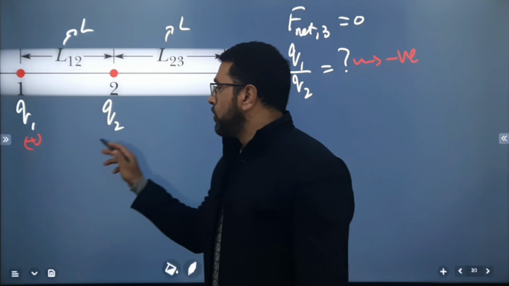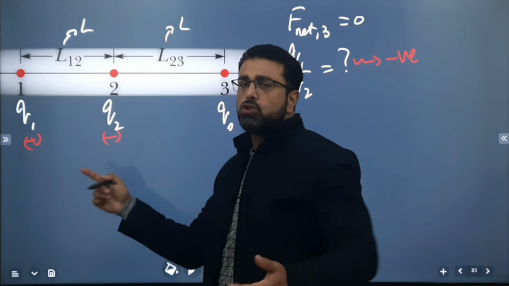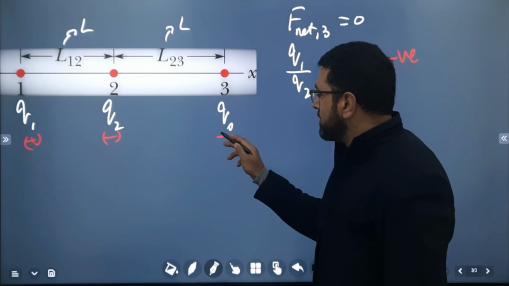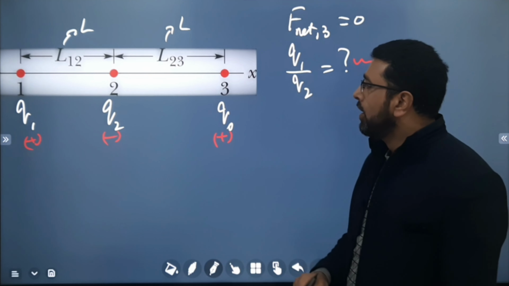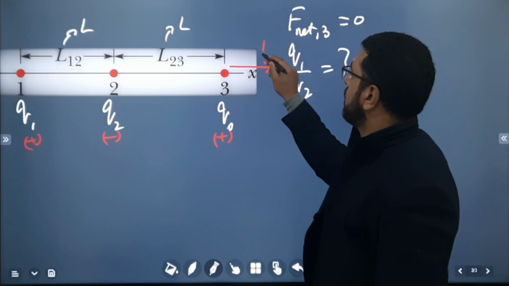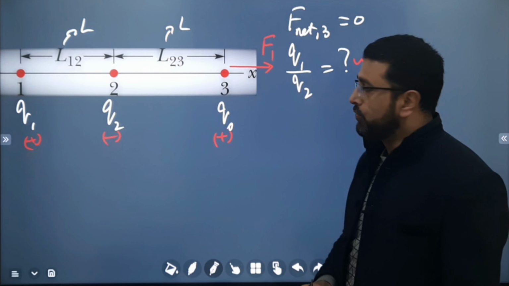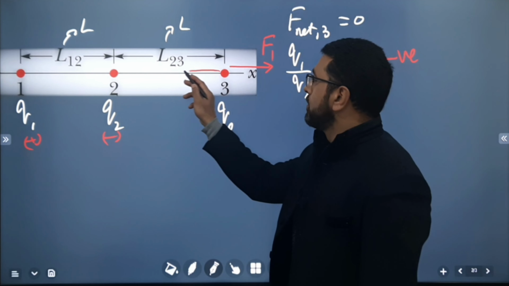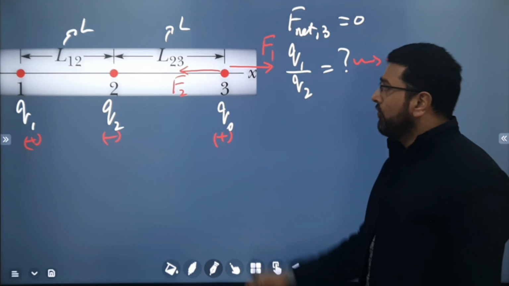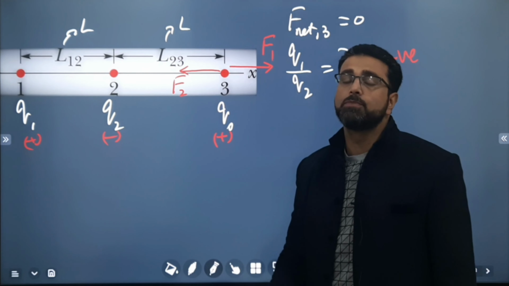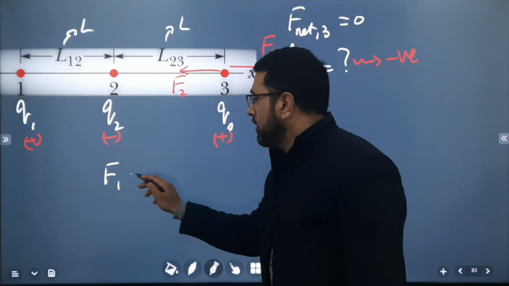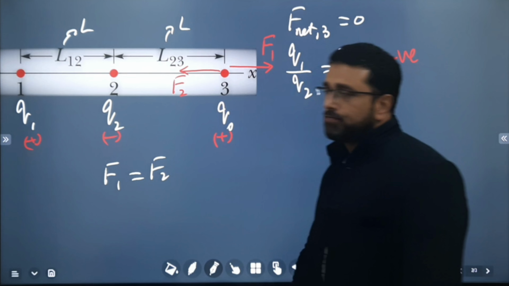Now, Q1 and Q2 have to be unlike. Let's suppose Q1 is positive, Q2 is negative. Which one is positive and which is negative doesn't matter. Q0, it doesn't matter which sign it has. Let's take it positive. Q1 will repel it, so this is F1, the repulsive force. Q2 will attract it, so this is F2. For net force to be 0, F1 and F2 must be equal in magnitude. So F1 is equal to F2.